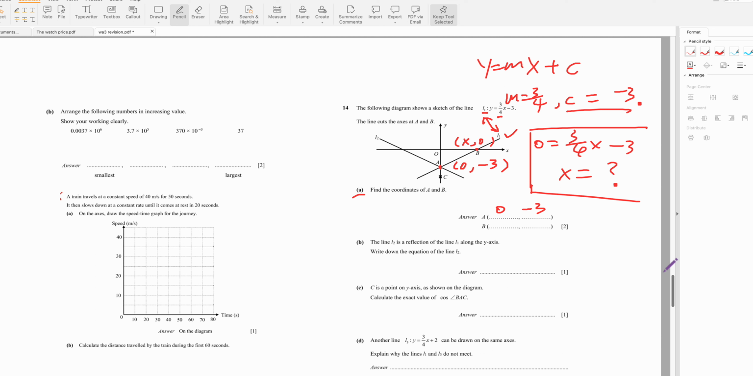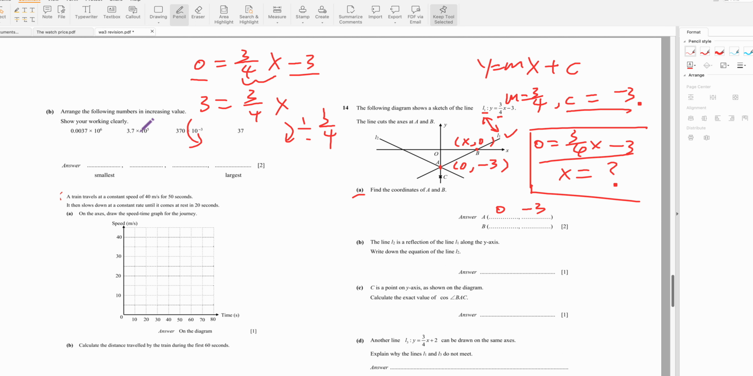Is it 3? No. Okay, how do you solve this? This is 0, so 0 equals 3/4 x minus 3. You just group similar terms. So you bring the minus 3 over. So 3 equals 3/4 x. Then you divide by 3 over 4, and you also need to divide the 3 by 3 over 4. That's how you can get x, right? You just do it, but this is a bit like basic math.